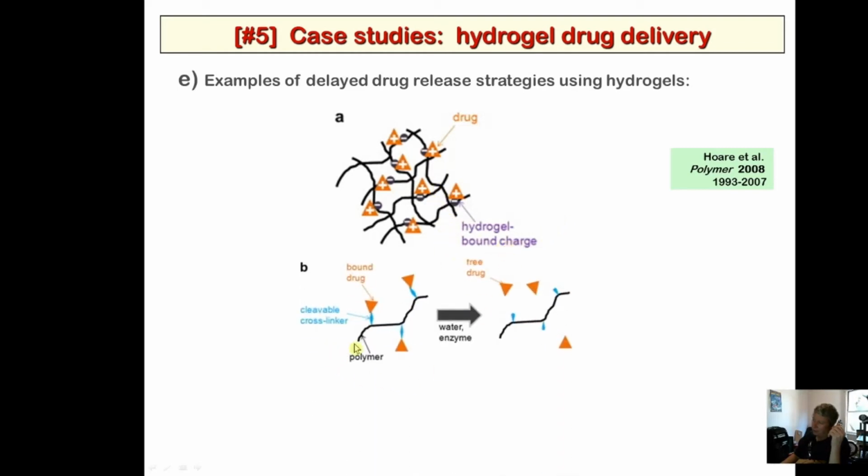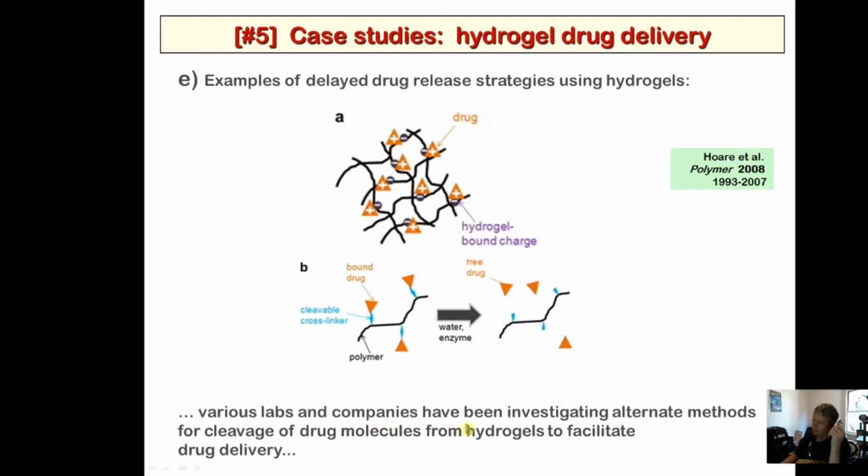Another idea is maybe you have the polymer backing, and then there's some kind of cross-linker, a cleavable cross-linker, and it could be cleaved by an enzyme, so maybe a peptidase or protease or something, or other methods to cleave the linker, and that would also release the drug. So these are kind of ways you might address that.